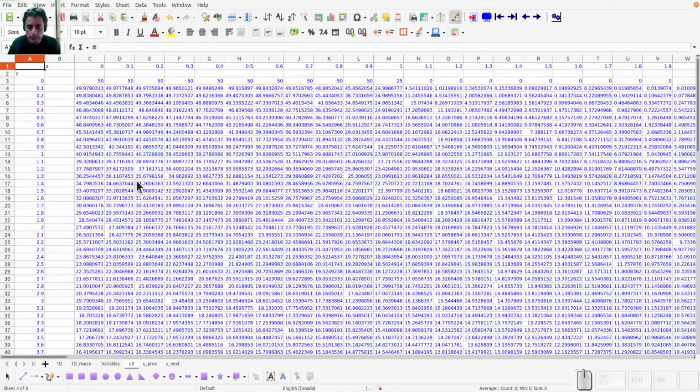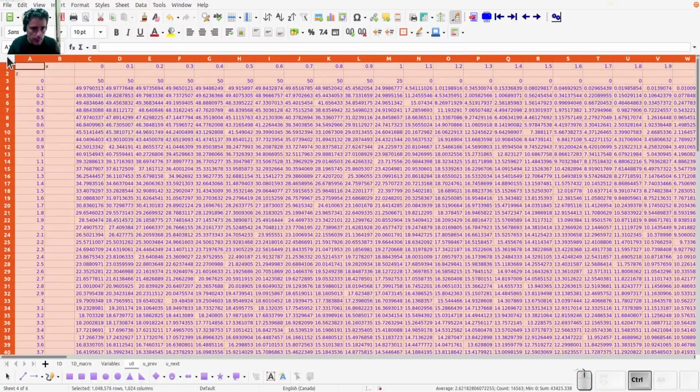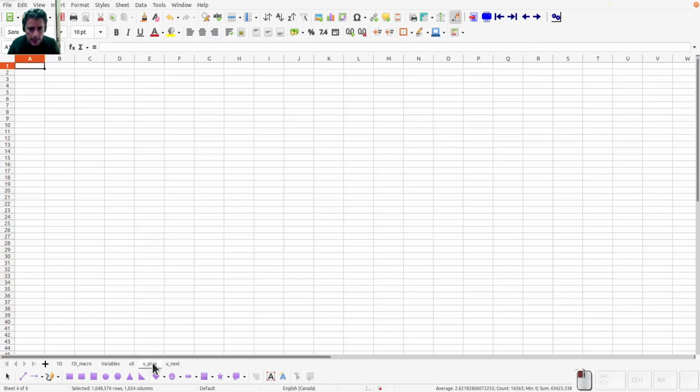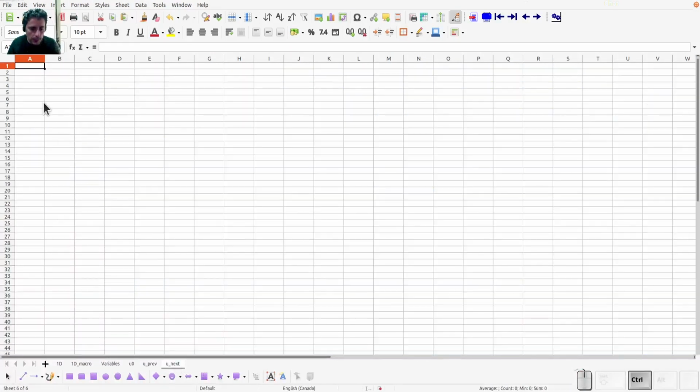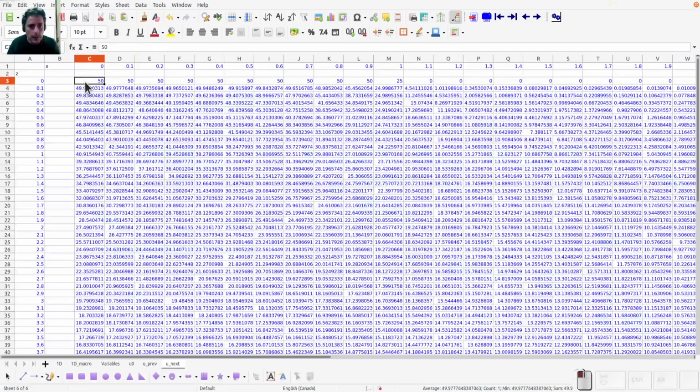So that being said, what we do here, to start one of these problems, is copy and paste special as values into the previous set. Okay, I will do the same on the U-Next, although this is mostly just to get my X and Z to orient myself.